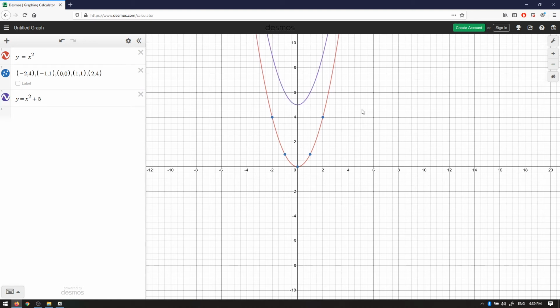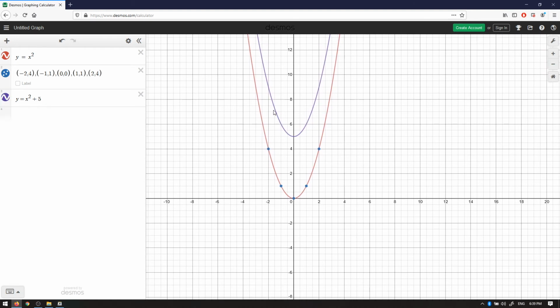So the blue curve is the transformed curve. What has happened to my red curve? To produce the blue, I've essentially lifted the entire curve up. You see, the old vertex was at 0, 0, and now the vertex is at 0, 5. Every single old y value has been added by 5. It has been increased by 5.